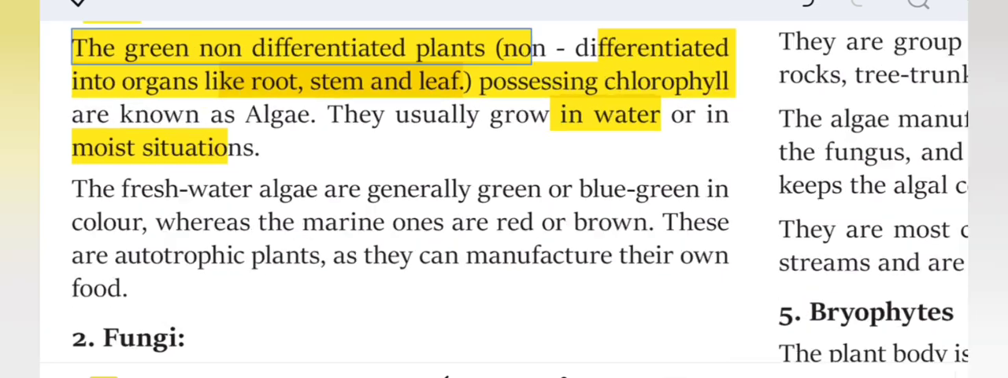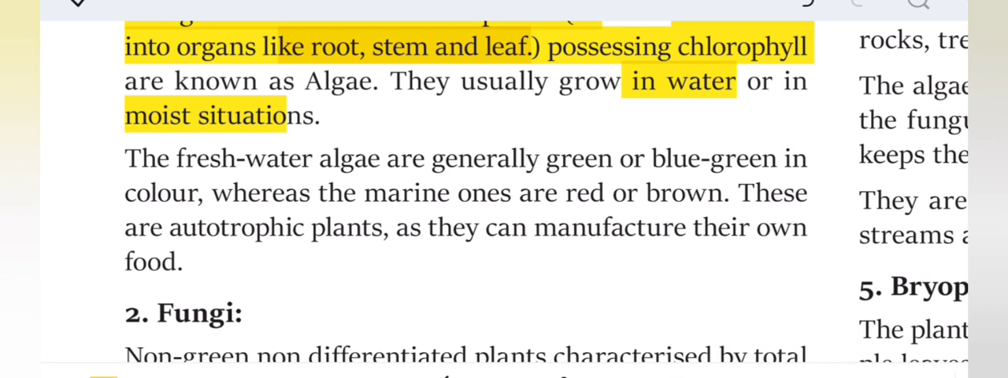The freshwater algae are generally green or blue green, and marine ones are red or brown. Red algae and brown algae are the marine ones, and blue and green are the freshwater algae. These are autotrophic plants, which means they are producers, as they can manufacture their own food.